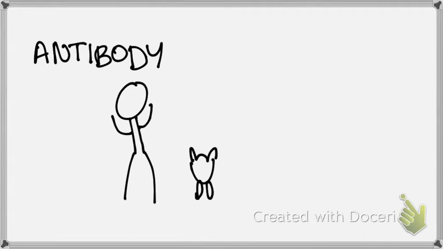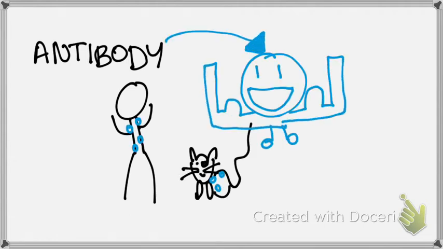Okay, so the first one, antibody. What is an antibody? I like to think of antibodies as the little defenders in our body. That blue, strong circle guy is an antibody. They are defending the people. And animals produce antibodies as well. That's why there's a pirate cat.